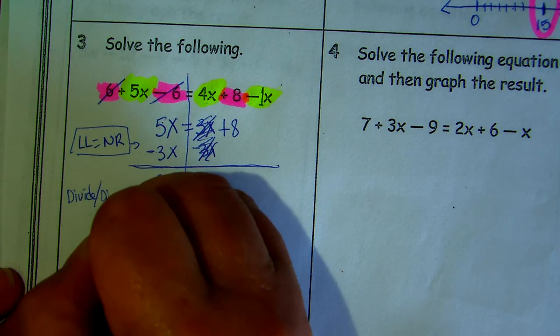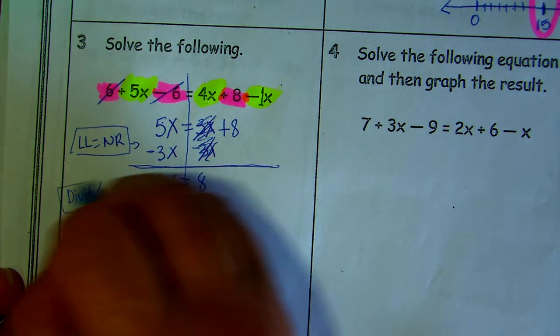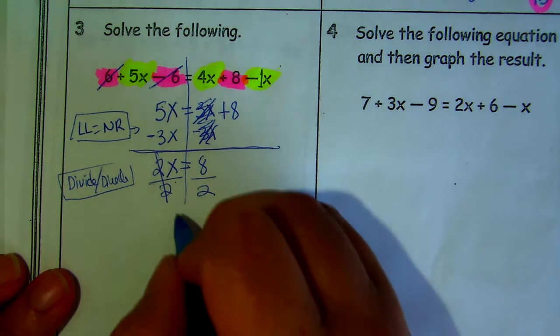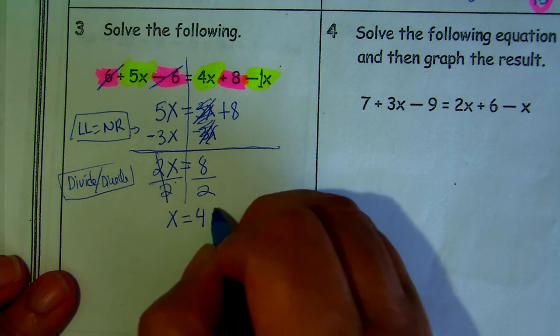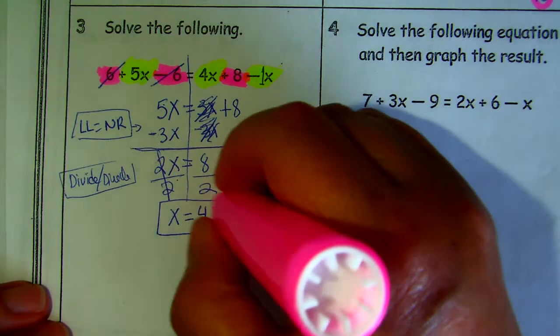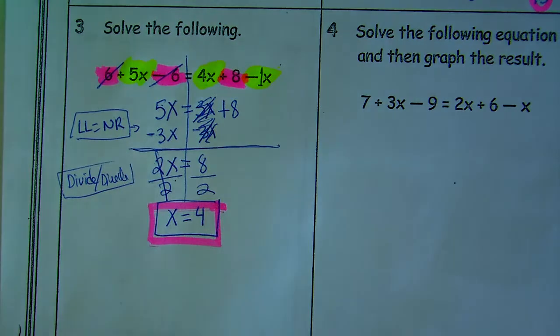Divide. So divide by 2, divide by 2. X equals 4. That's it. They're not asking us to graph on this one, so we're done with this one.